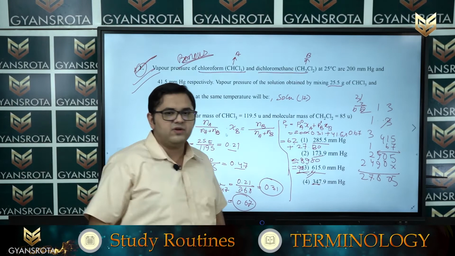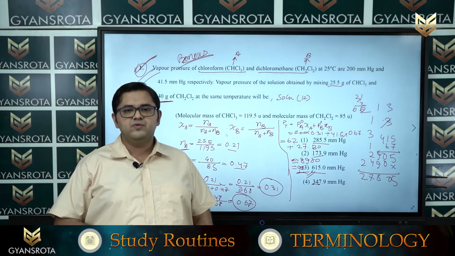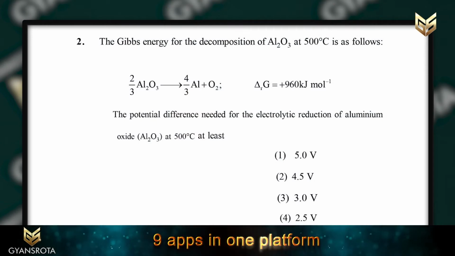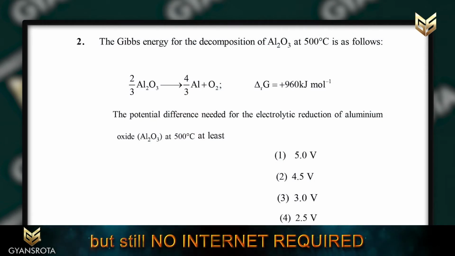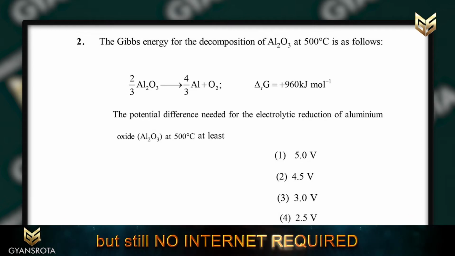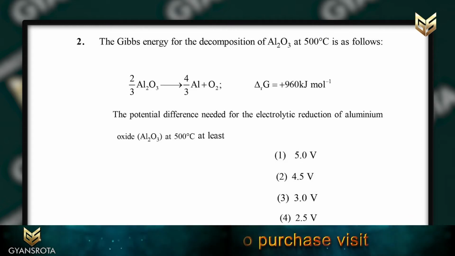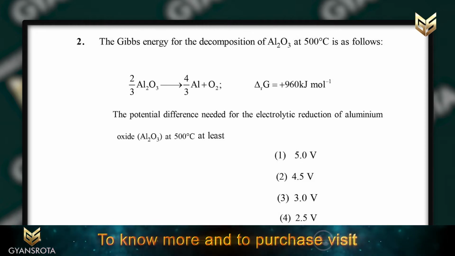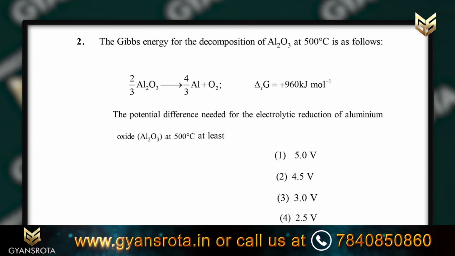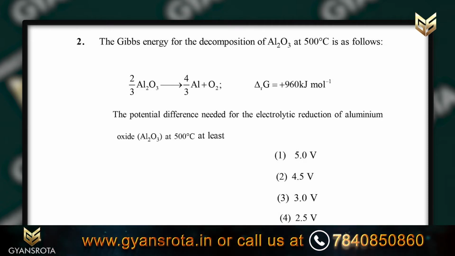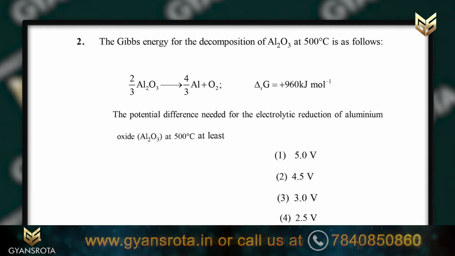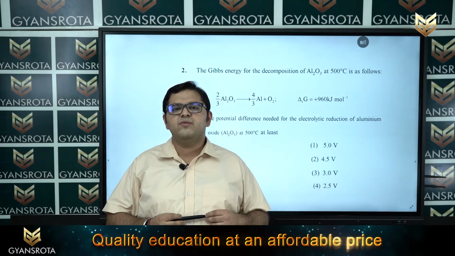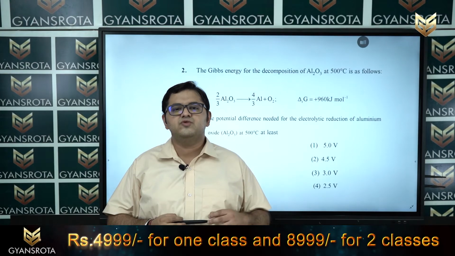So, now we are moving to the next question, that is question number 2. Question number 2 is on your screen. The Gibbs energy for the decomposition of aluminum oxide at 500 degrees Celsius is as follows. So, they give you the reaction and the value of delta G, that is 960 kilojoule per mole. They ask you the potential difference needed for the electrolytic reduction of aluminum oxide at 500 degrees Celsius at least. So, this question comes from your electrochemistry chapter of your class 12 NCERT.